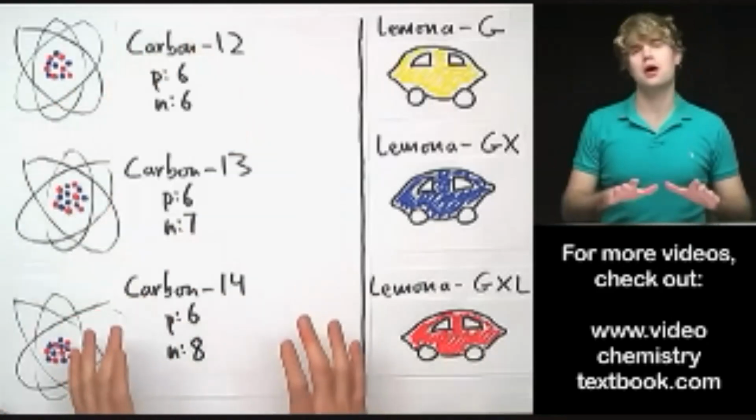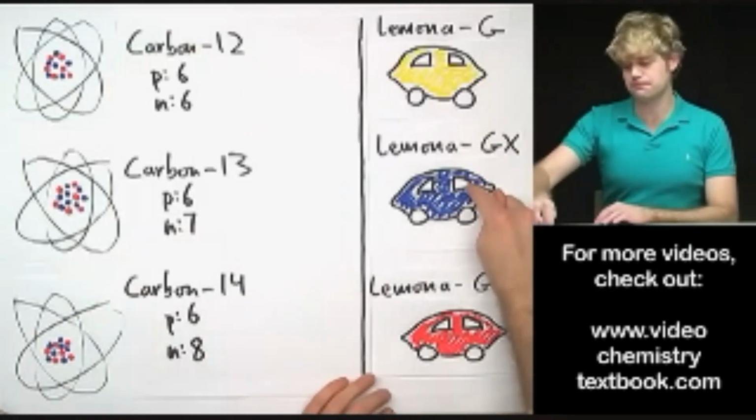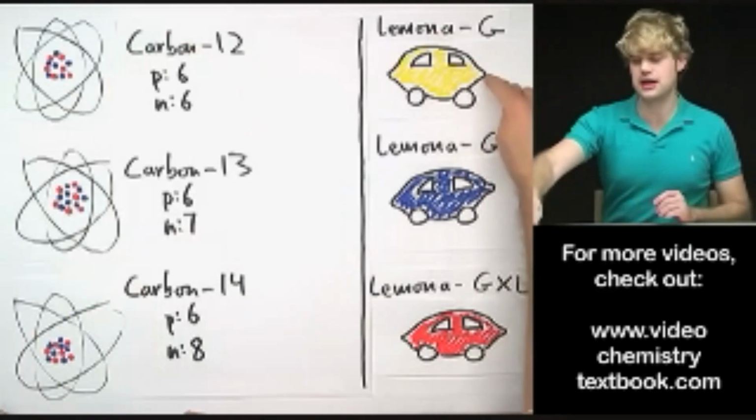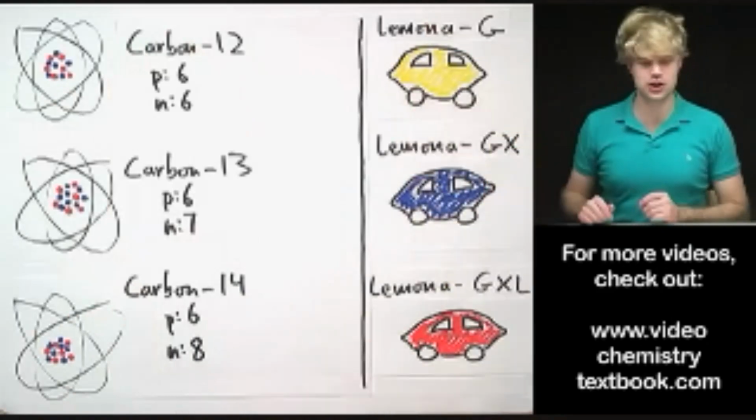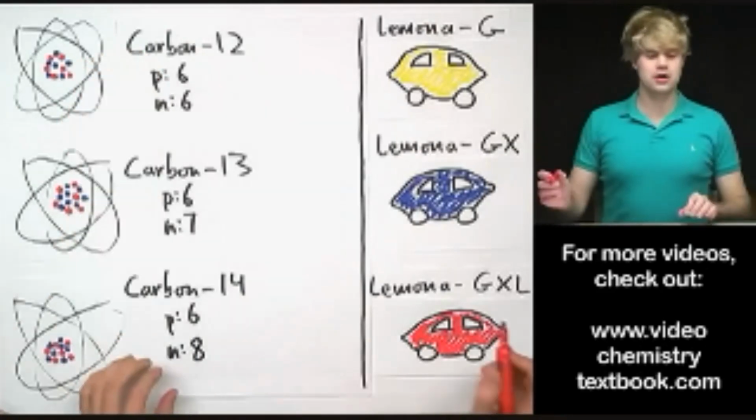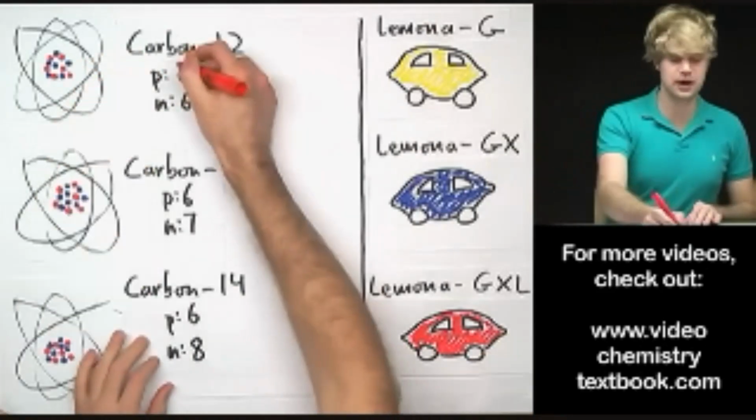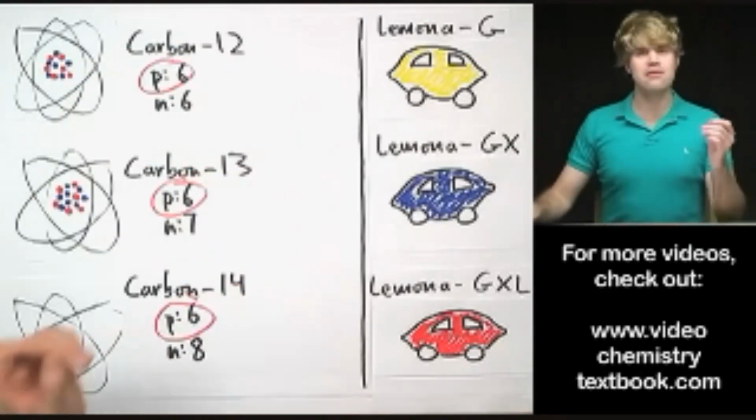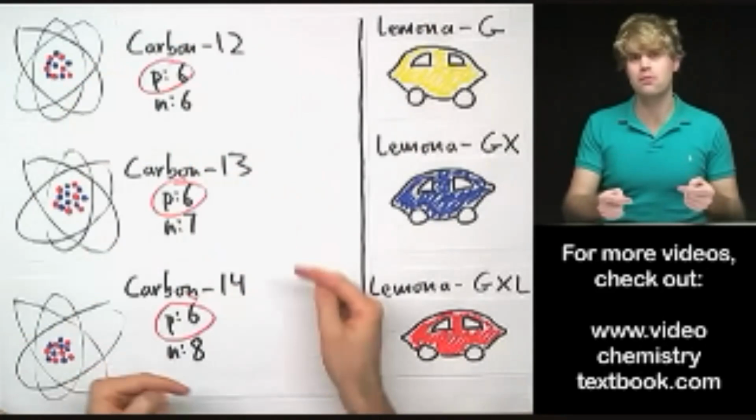So what do we have in common here? All the different models of the Lamona, even though there are things that they differed about, all have the same distinctive lemon-like shape. So for carbon, what they all have in common is they have 6 protons in the nucleus. And that's what makes a carbon atom a carbon atom.